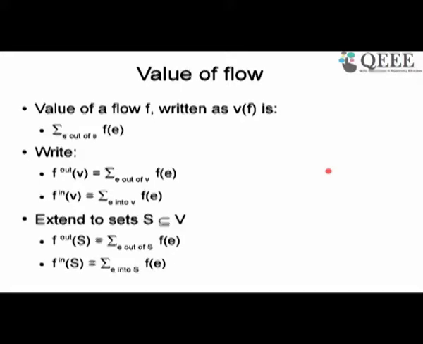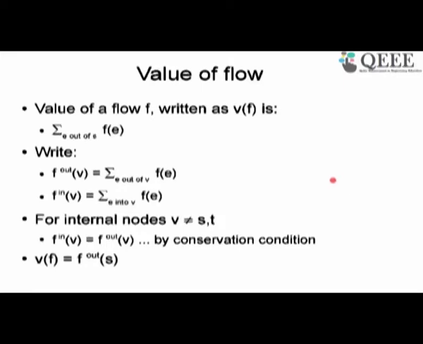We are looking at the flow that is going out of S, which is called F out of S, and some flow which is inside S doesn't concern us. So for every set S, we can define similarly F out and F in of the entire set S. The conservation condition, as I said, we can write as F in V equal to F out V, and the value of the flow Vf is simply F out of S, isn't it?